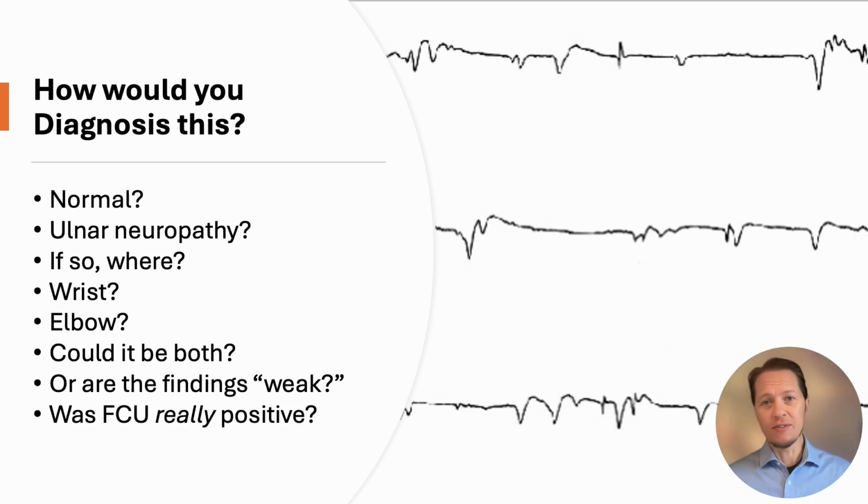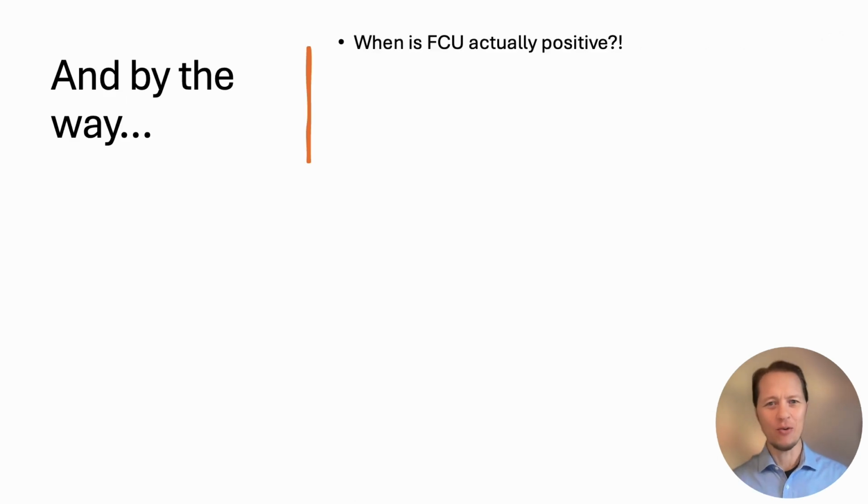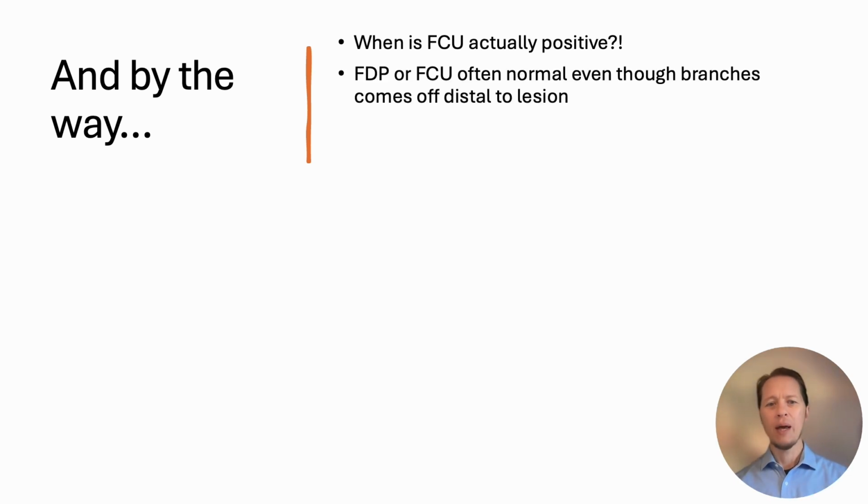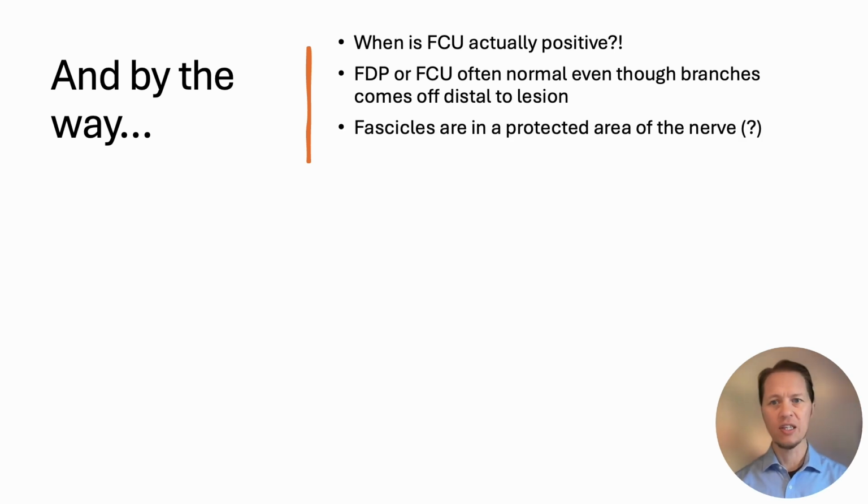And that is true. And how about this FCU, right? How many of you have actually truly had positive findings at flexor carpi ulnaris in cases of ulnar neuropathy? I don't get it all that much. That's why this was kind of surprising. Like, wow, the FCU is actually positive in this case. Many times, FCU or FDP, if you do that, are very clearly solidly normal on EMG, even though those branches are coming off distal to the lesion.